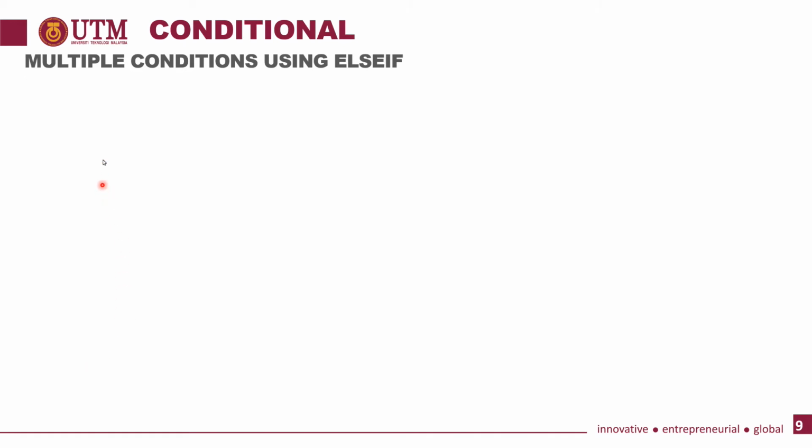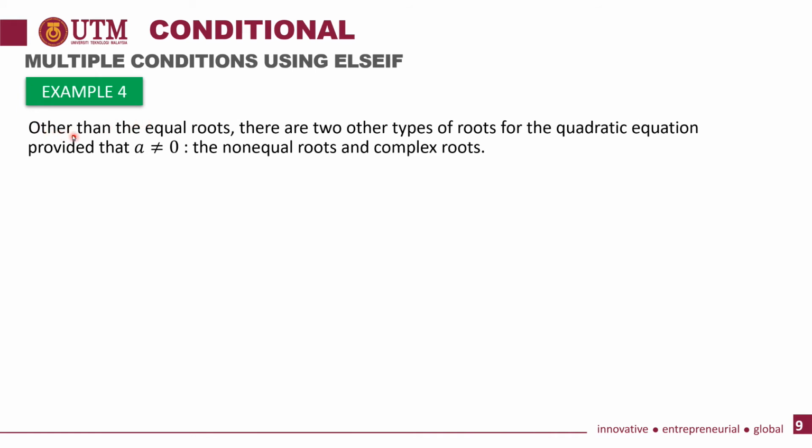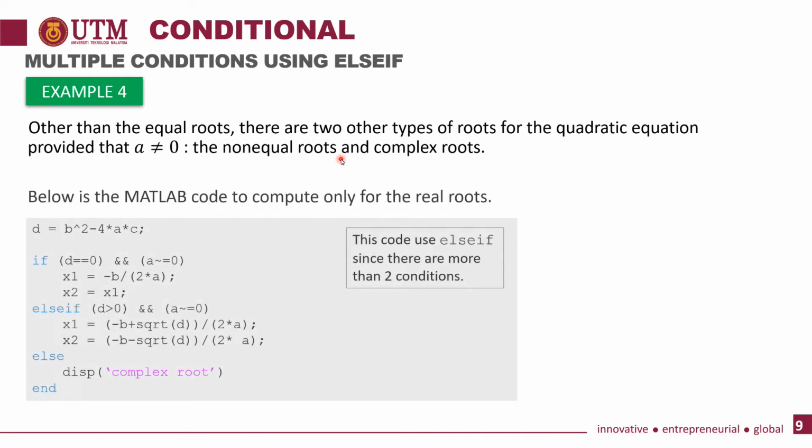Okay. So the next example is multiple conditions using else if. This is example number 4. You can just copy and paste the codes that are given in all of the examples in this chapter, and you can try it by yourself. Other than equal roots, there are two other types of roots for quadratic equations, provided that a is not equals to 0: the non-equal roots and complex roots.